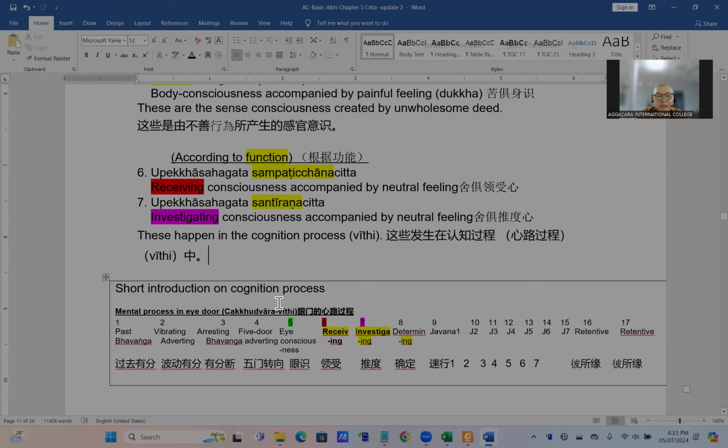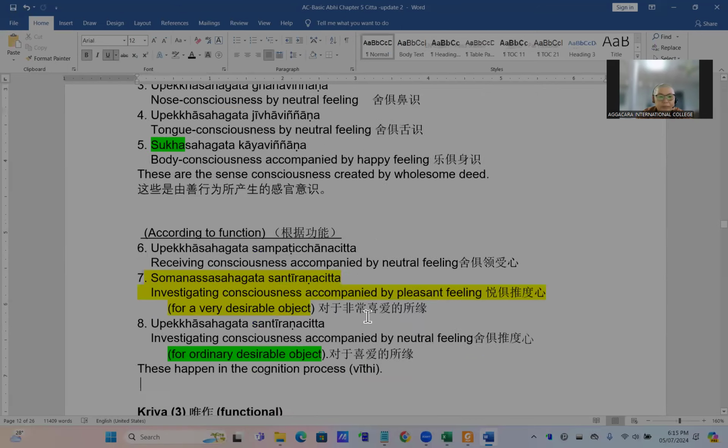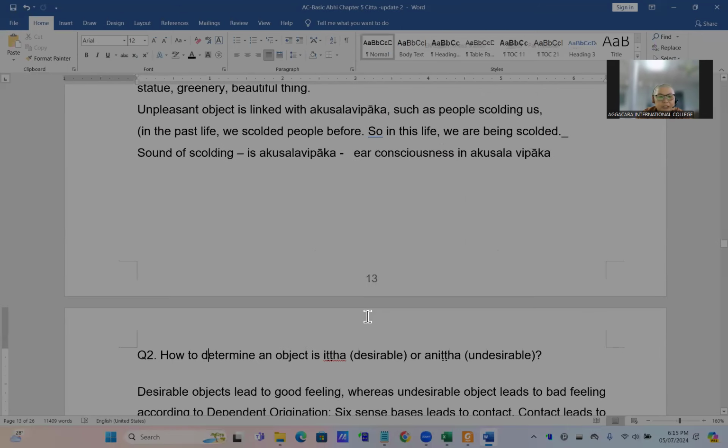So to understand this, I suggest you go and read the witthi process, Shinlin. You have to read the witthi process in the handbook of Abhidhamma. It's not in this chapter yet, because this chapter is just talking about chitta. So we go for the next question number 2.